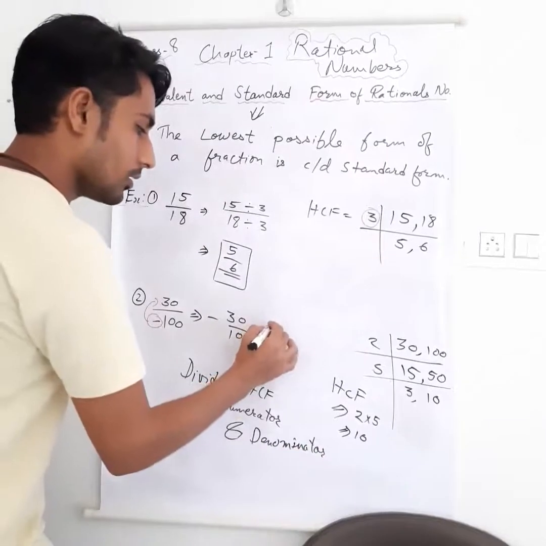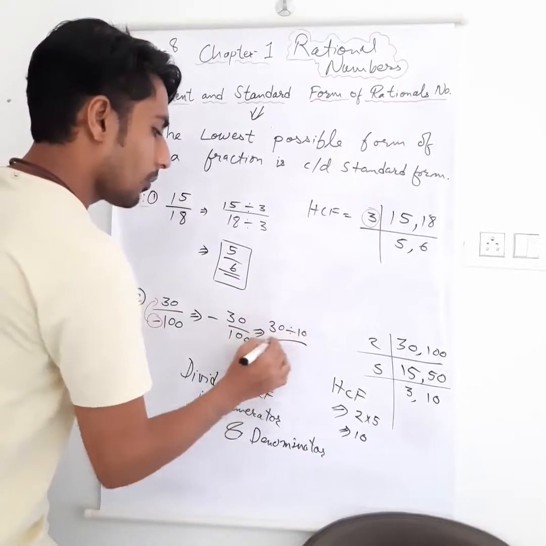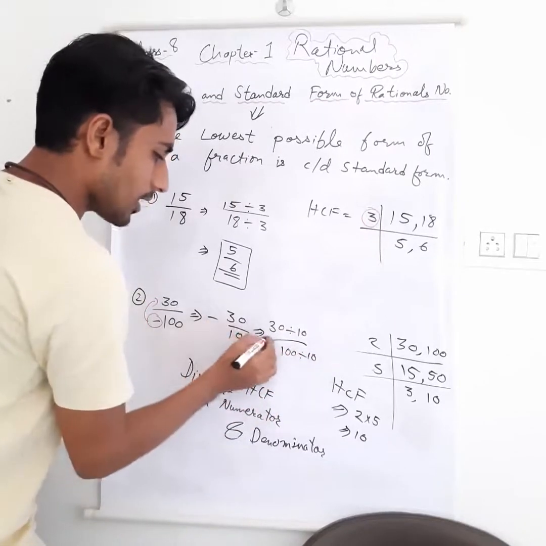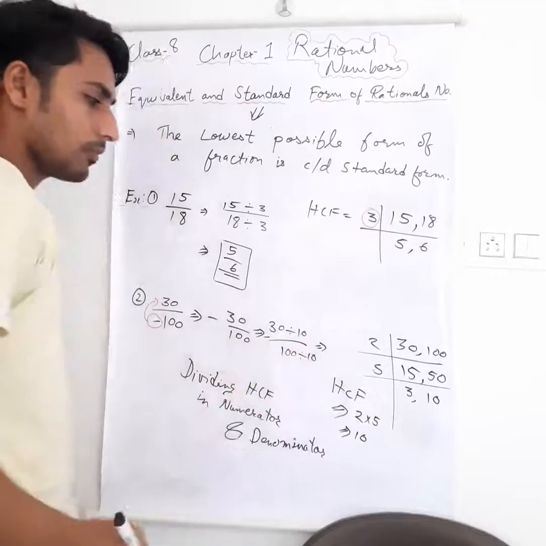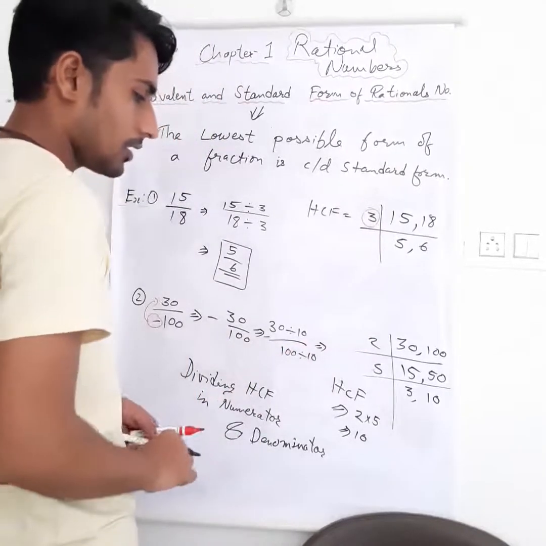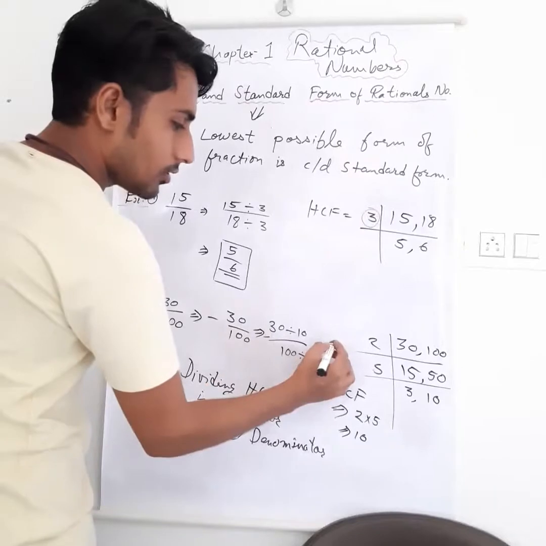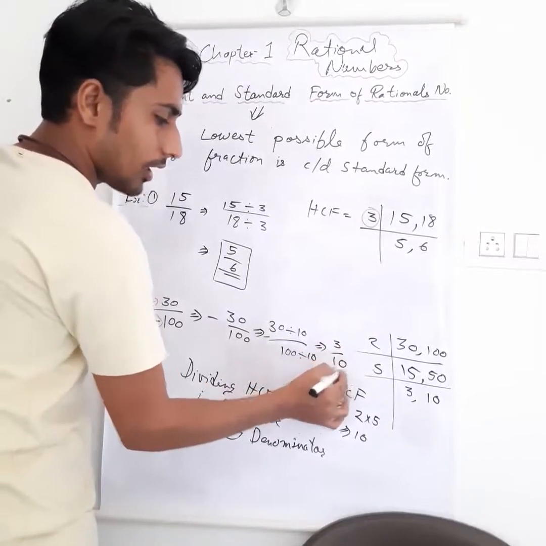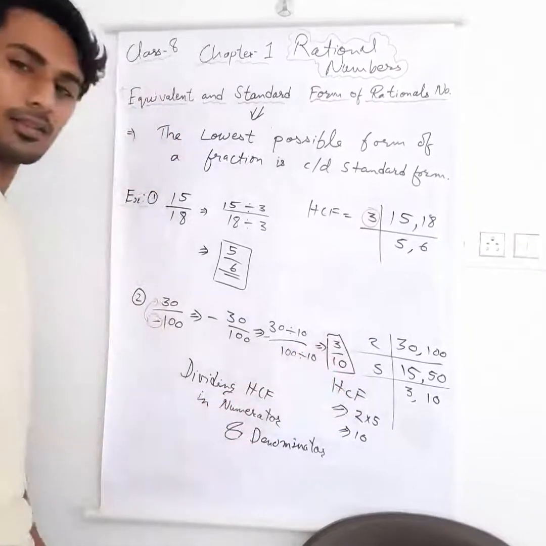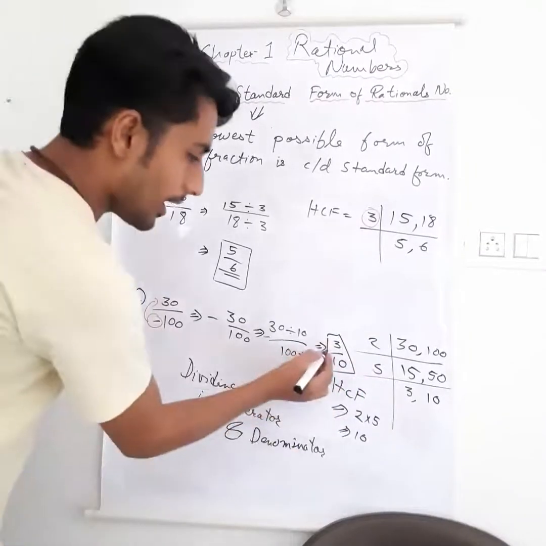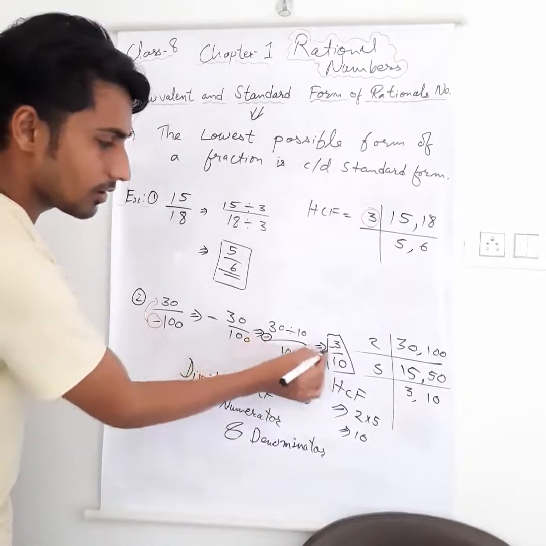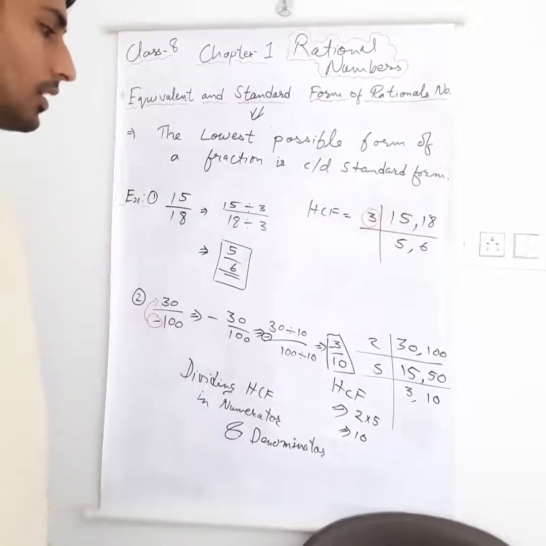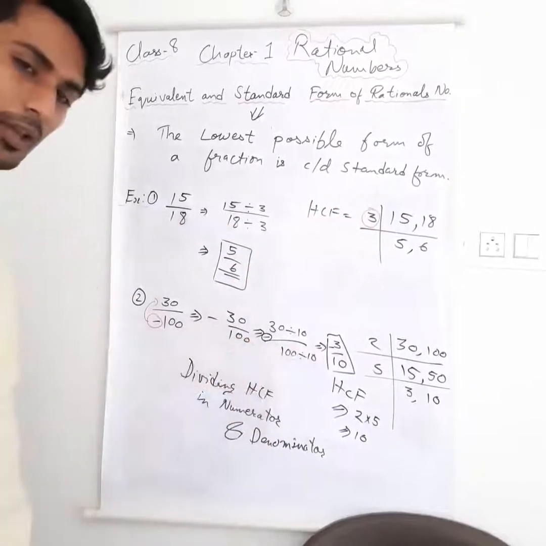So do it: 30 divided by 10 and 100 divided by 10, and the minus sign stays. The result is 30 divided by 10 gives 3, and 100 divided by 10 gives 10. So the answer is minus 3 by 10, because this is the lowest form, the standard form of the rational number. Okay, thank you.